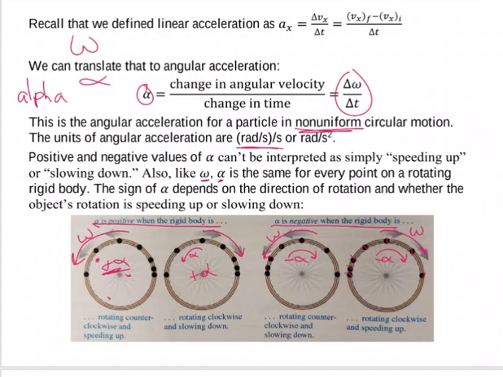You got to see which direction omega is going. Are we speeding up or are we slowing down? And then based on that, is alpha positive or negative? Do we have alpha going in the same direction or in the opposite direction? Okay.